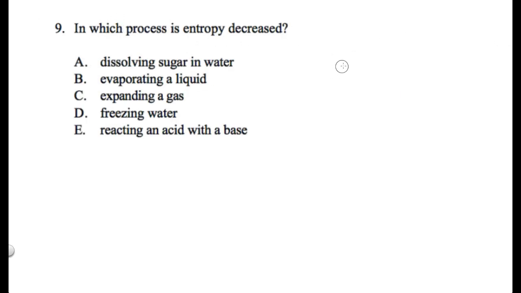How would you answer question 9? Option D, freezing water. Okay. So what phase did we start with? And what phase are we producing here? We're starting with liquid and we're producing solid. So your answer is correct. Going from liquid to solid would be a decrease in entropy. Good. That was a good answer.